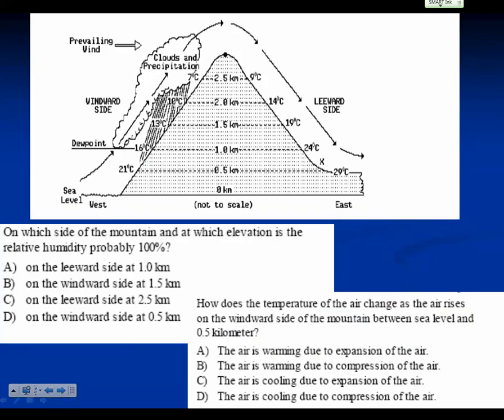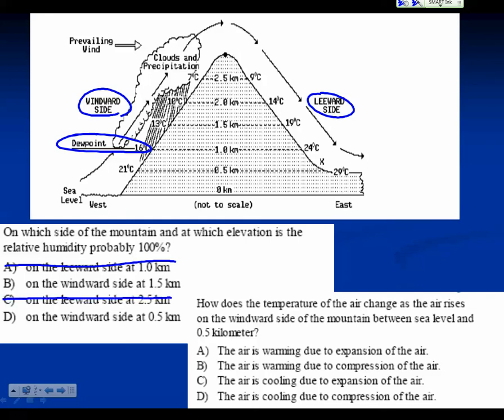Here's a typical regions question, or a couple of them, asking about this. On which side of the mountain and at which elevation is the relative humidity probably at 100%? And you can see there's some information in the picture which will give that away. First of all, you can see the dew point on the windward side of the mountain, 16 degrees. Leeward side, they don't really give you any information about dew point. And also relative humidity, 100%, we're talking rain here, we're talking clouds. So we know we're on the windward side for our answer. So we can cross off this one and this one. We got to look on the windward side.